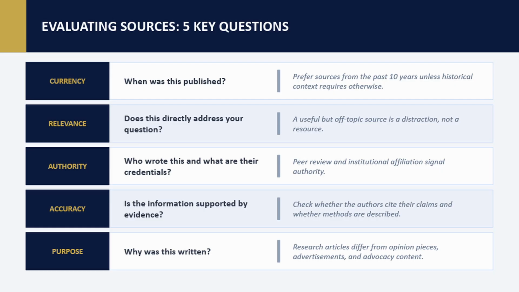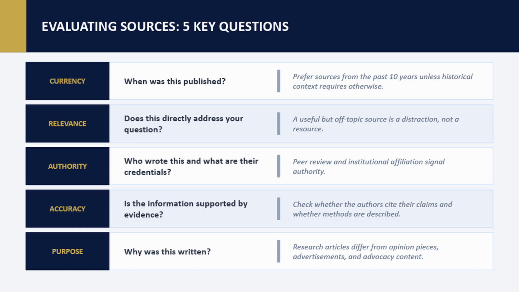Because we can find very well made papers or sources on our research, but they could be from 20, 30 years ago, and that completely throws all credibility out the window. And then relevance. Does this directly address your question? The source should be relevant to what we're doing. If you're doing a research paper on soccer, you shouldn't have a source with a research paper on basketball, for example, right? And then authority.